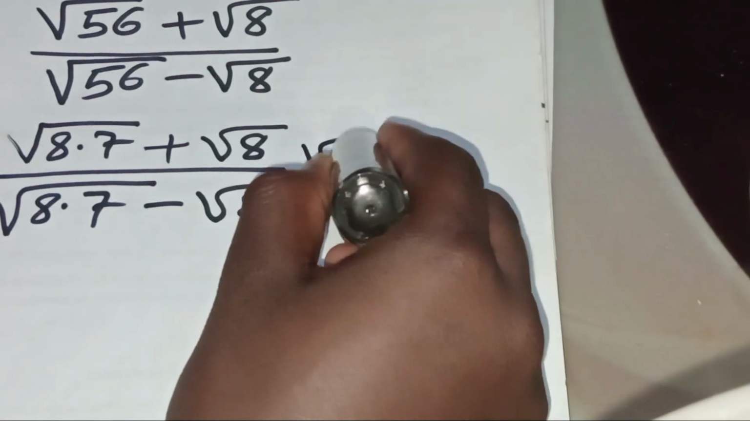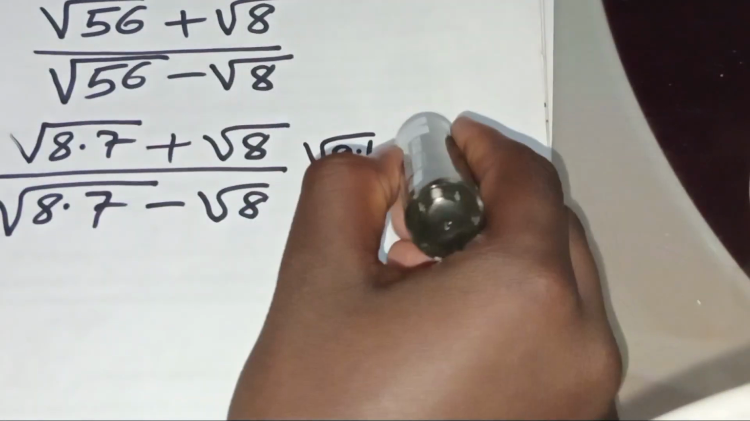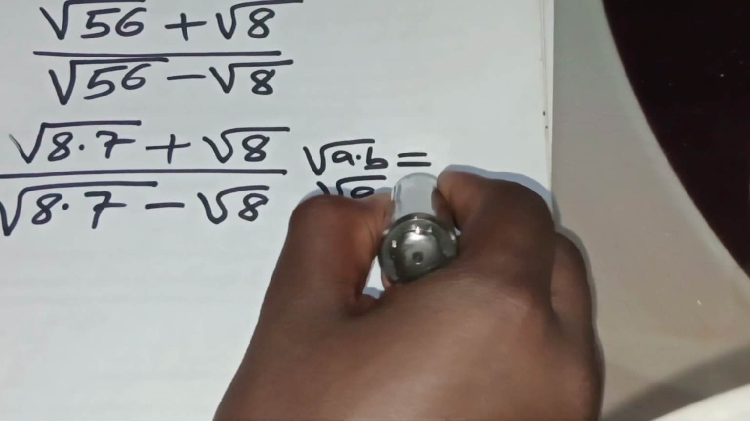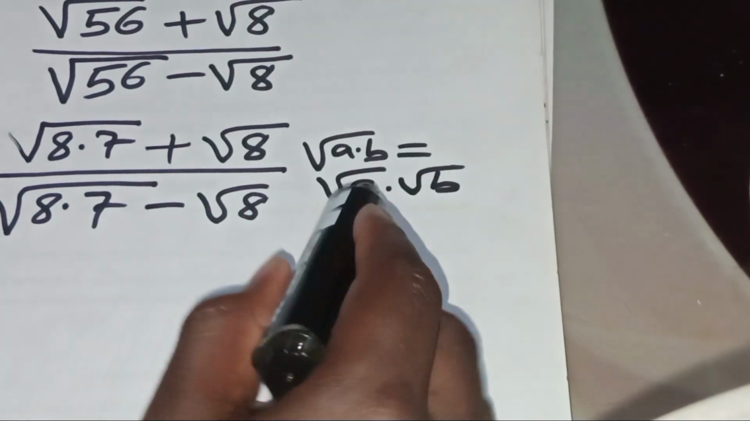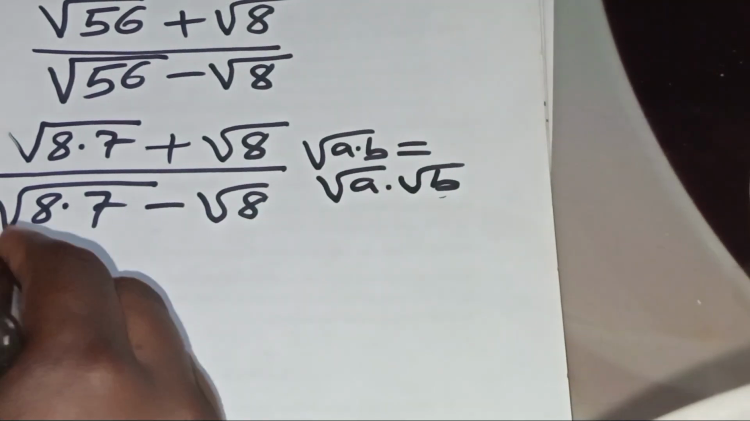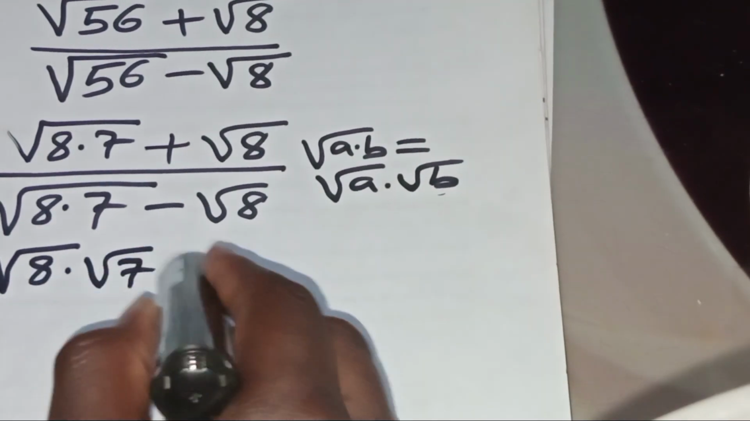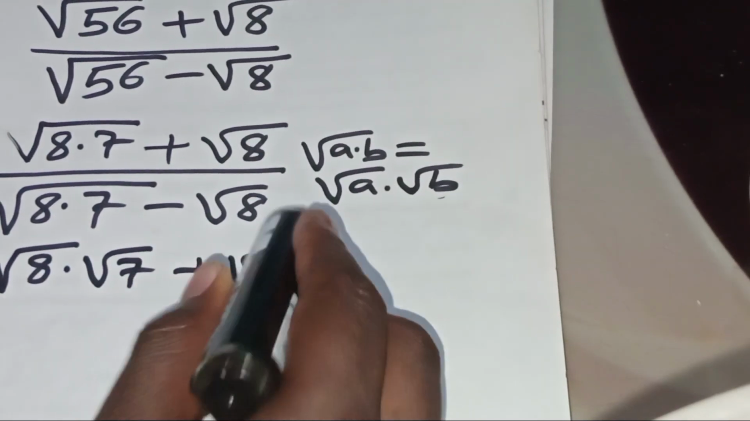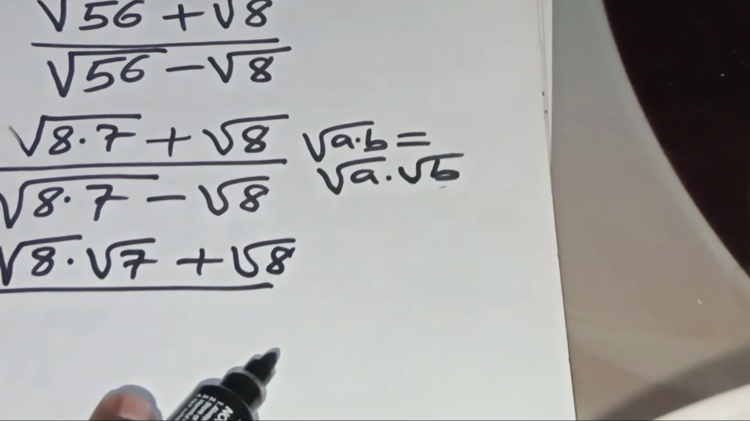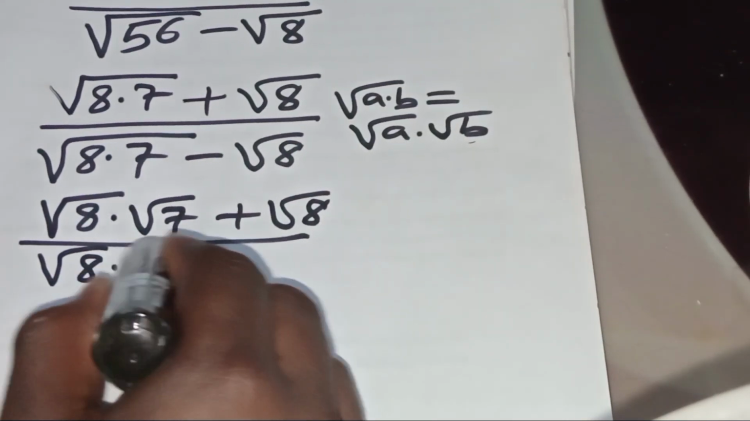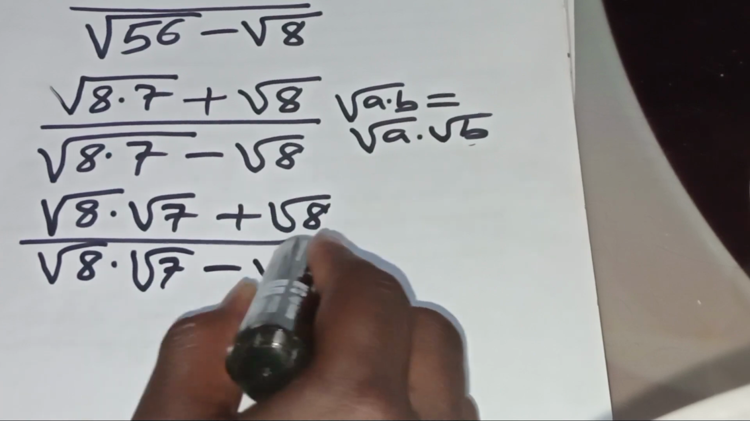Now, given that the square root of a multiplied by b, we can rewrite this separately as the square root of a multiplied by the square root of b. So let's apply this property. So we can write this as the square root of 8 multiplied by the square root of 7 plus the square root of 8, divided by the square root of 8 multiplied by the square root of 7 subtract the square root of 8.